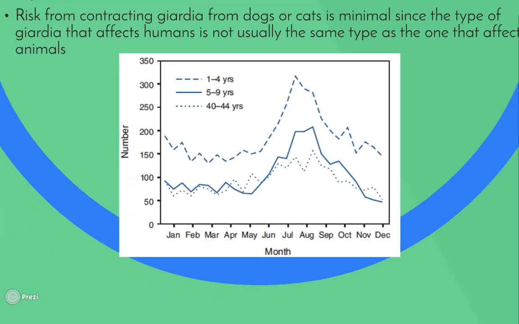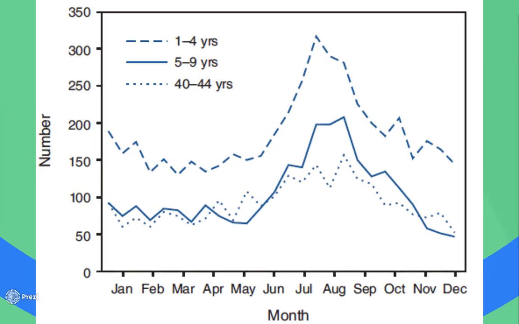So here's a closer look at the graph of the year and the number of cases. This is talking about age too, so you can even further see what ages it affects more throughout the year.